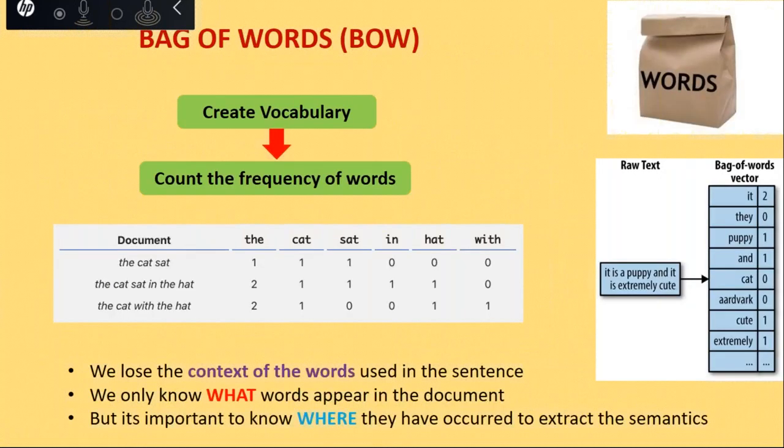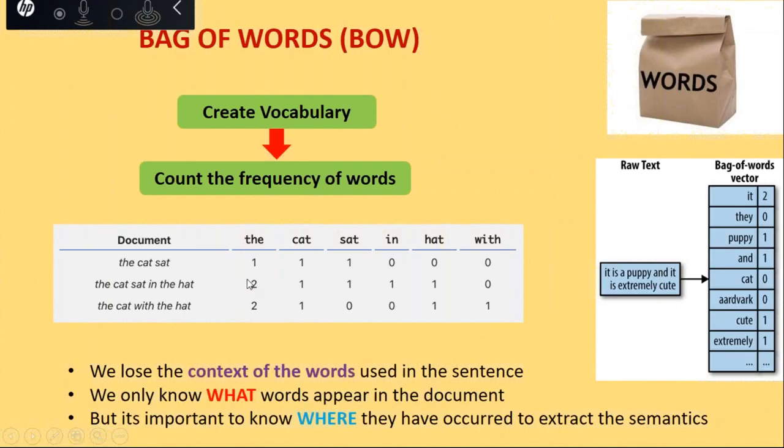So the next progression was the statistical methods such as bag of words and TF-IDF. In bag of words, what we are going to do is initially create a vocabulary of words. Each and every word in the vocabulary will be unique to itself. Suppose there are 10,000 words in our vocabulary, each word will be unique. For every sentence in our document, we will calculate the frequency of occurrence of each and every word. Suppose these three are the sentences in our document: The cat sat, in the hat, and the cat with the hat.